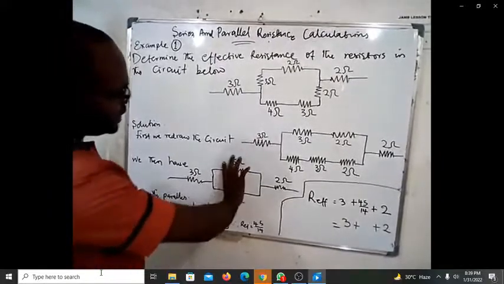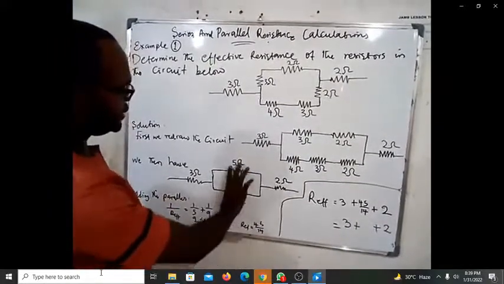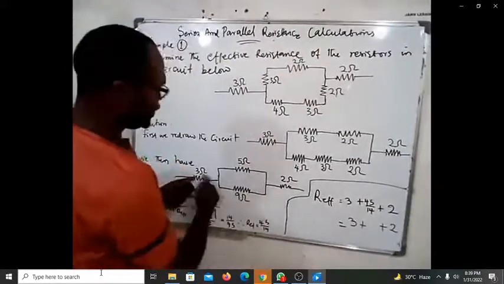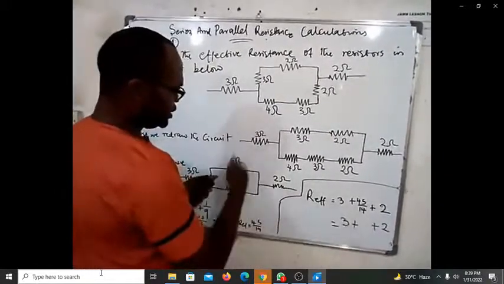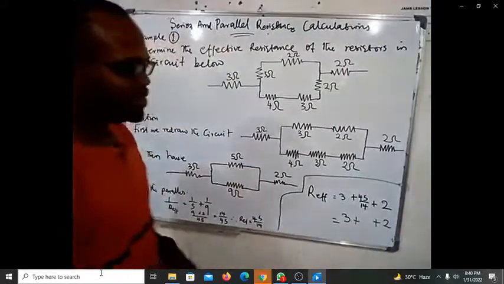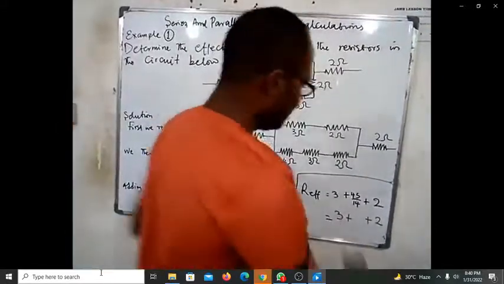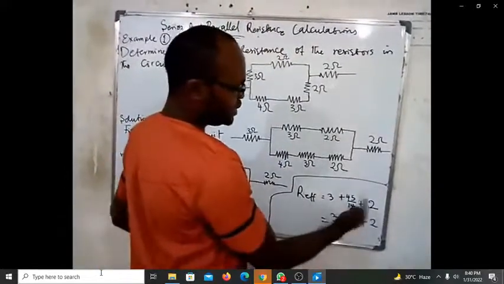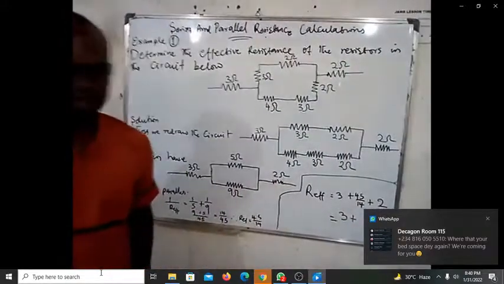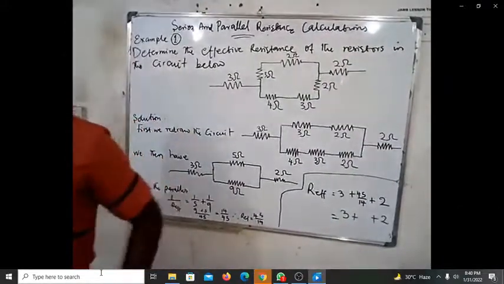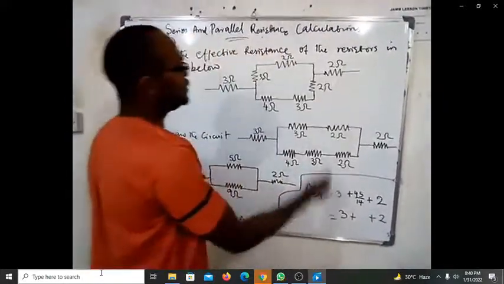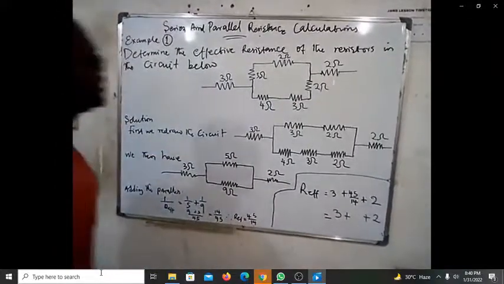So if you have the effective resistance of these 2 to be 45 over 14, then you can add it in series with this other remaining 2. So you now have the 3 ohm resistor plus this, which is 45 over 14, plus this, which is 2. So you can now simply do the mathematics. You have 3 plus 2, 5, then 5 plus 45 over 14. I'll allow you to press the calculator so that we can get what 45 over 14 is. Once you get it, add it up. That is the effective resistance of this whole circuit.